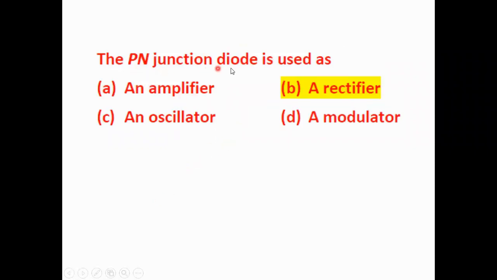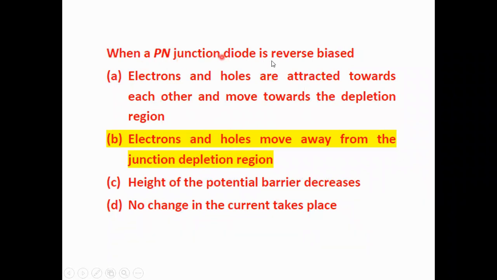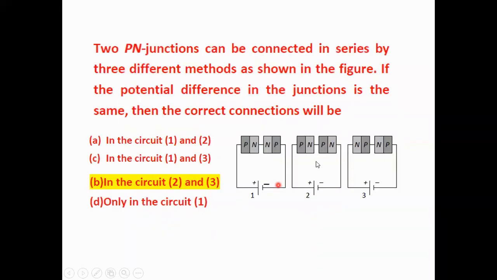Next, a p-n junction diode used as a rectifier. When a p-n junction diode is reverse biased, electrons and holes move away from the junction in the depletion region. Next, what did they ask? Two p-n junction diodes can be connected in series by 3 different modes as shown in the figure. If the potential difference in the junction is the same, then which is the correct reading?